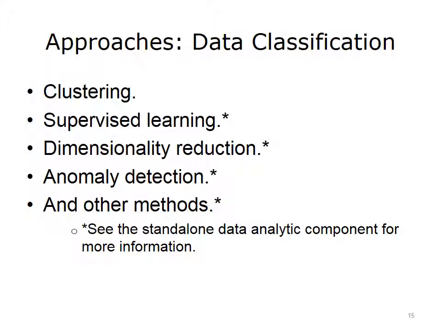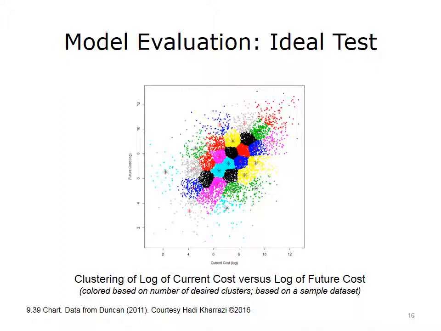Data classification methods can be useful to reduce the dimensionality of population health data. For example, clustering methods can be used to find similar denominators of a population for a given list of variables. This diagram shows a scatterplot of log transformed current cost versus log transformed future cost of a given population denominator. The automated clustering method has found a number of clusters, identified by various colors.